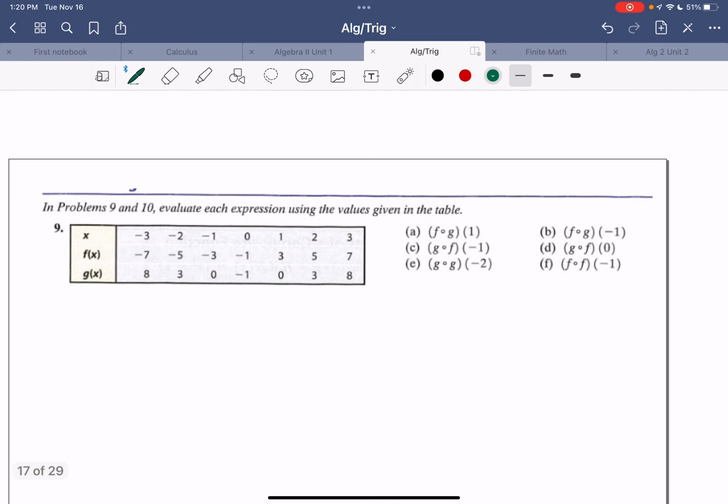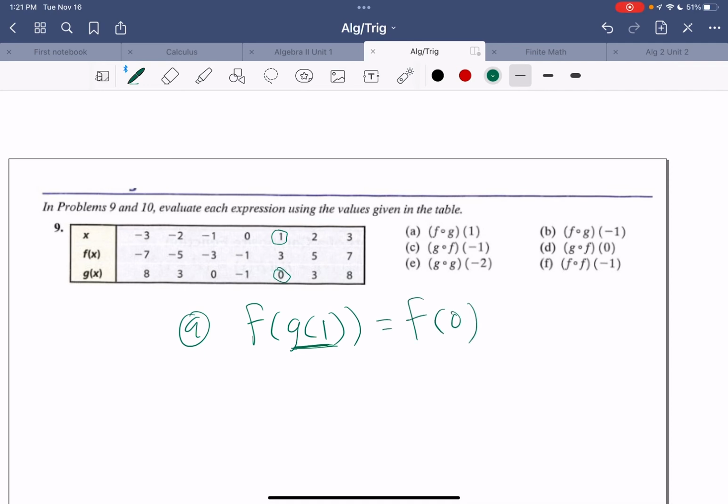Here's number 9. Number 9 is based on a table. So A would be f of g of 1. I don't like the fog and the Goff notation, so I'm writing it this way because this makes more sense to me. I'm putting the 1 into the g. So 1 is right here, and it's going into g. That would be 0. So now I have f of 0. Get it? So I'm reading the numbers off the table instead of an equation. And then I have to do f of 0. Okay, here's 0, and f coming out would be -1. So the answer is -1. So that's the idea with that. And you can do the rest of them off the table.